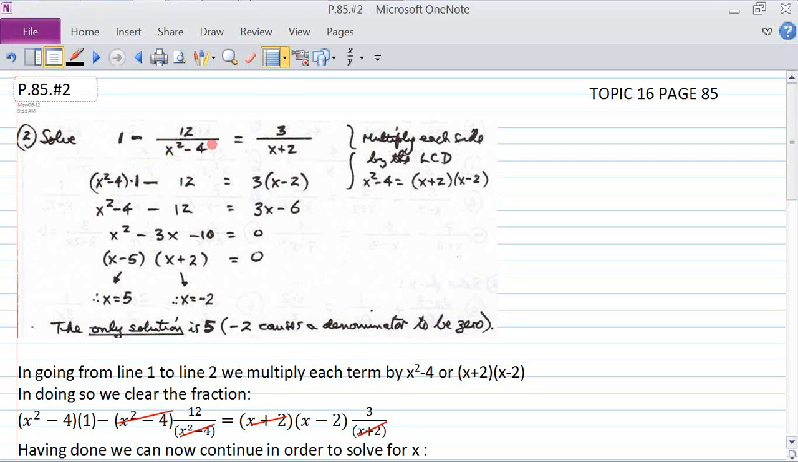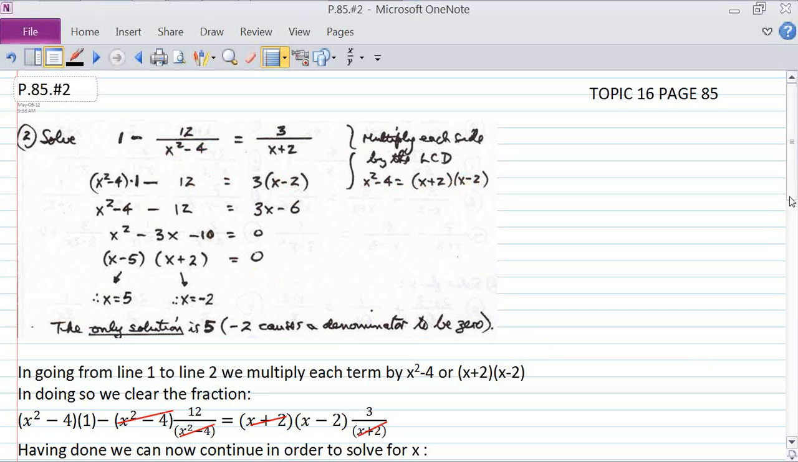Look at the denominator. Here we have x squared minus 4. Here we have x plus 2. Since this is x plus 2 and x minus 2, this can be replaced with x plus 2 times x minus 2, and here we have x plus 2. So you can see that the denominator must include x plus 2 and must include x minus 2. So this functions as the LCD.